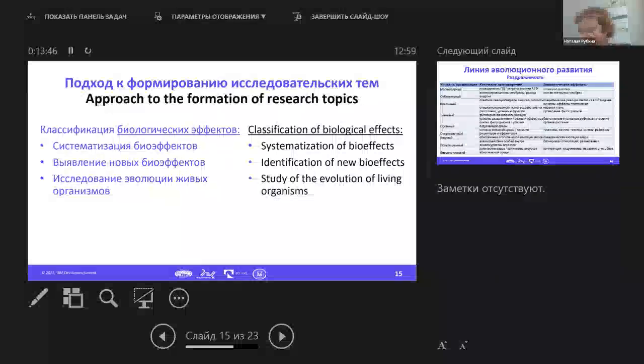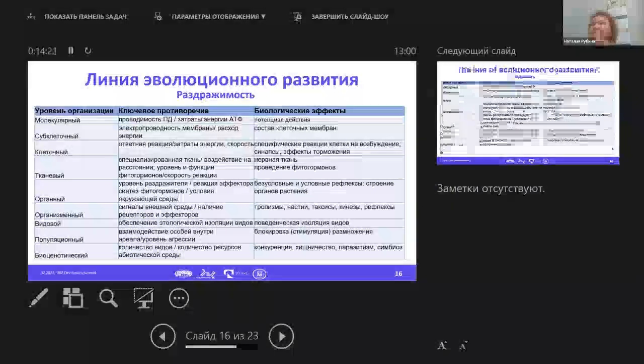I'd like to tell you how we can use the approach to form our research topics. Now, first of all, the classification we have helps us systematize our bioeffects. We can identify new bioeffects, those bioeffects which are unknown. They are known to biology, but we still don't know how we can use them for inventions. And we can also study the evolution of living organisms. This is what we can do as well. I'd like to explain the last approach.